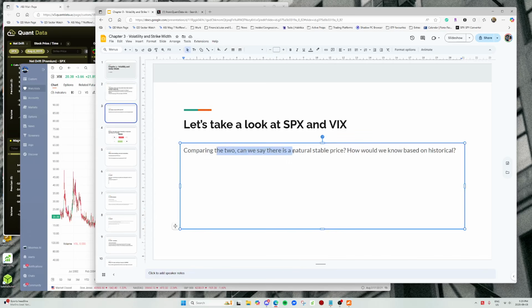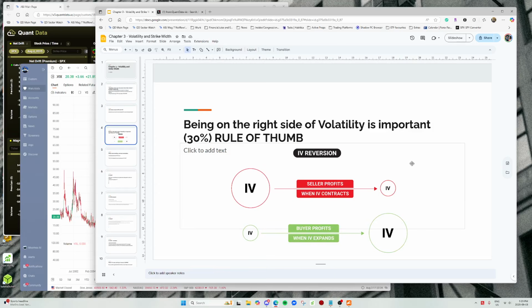So we just looked at SPX and VIX. We did that earlier. We can see that SPY, SPX generally goes up and to the right, and VIX is the only one that can track. But we use VIX and IV to determine how we should be trading the market, right? Now, you've seen me share this before. Being on the right side of volatility is important. Personally, we use the 30% rule of thumb, right? So whenever IV is above 30%, we want to be looking to sell options into the market.